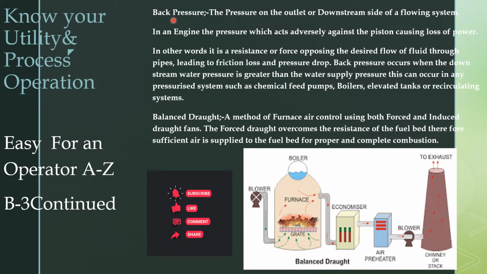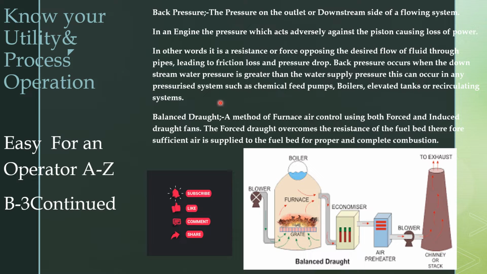You can see the important terminology back pressure. The pressure at the outlet is the downstream side of a flowing system. In an engine, it is the pressure which acts adversely against the piston, causing loss of power. In other words, it is a resistance or force opposing the desired flow of fluid through pipes, leading to friction loss and pressure drop. Back pressure occurs when the downstream water pressure is greater than the water supply pressure.